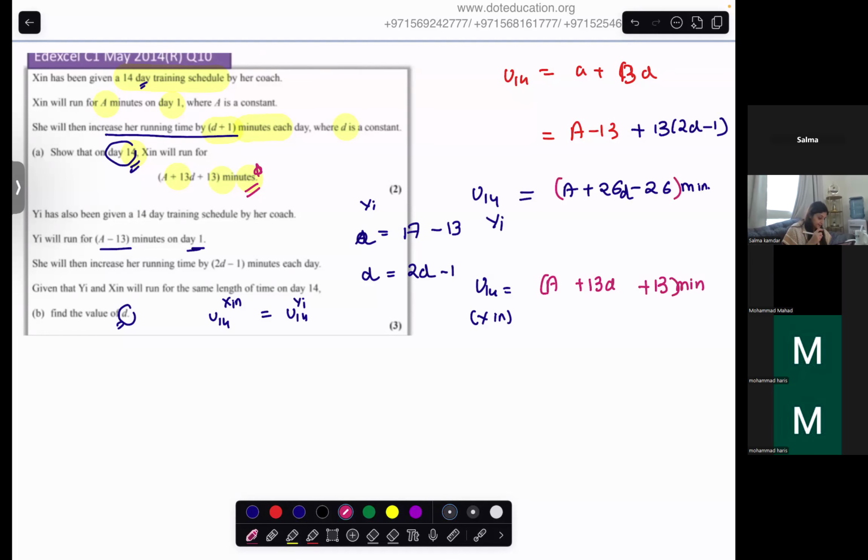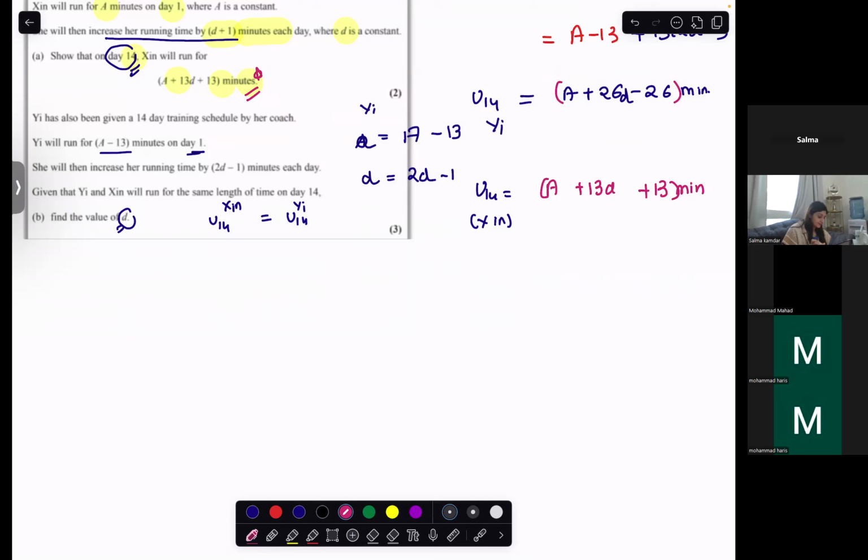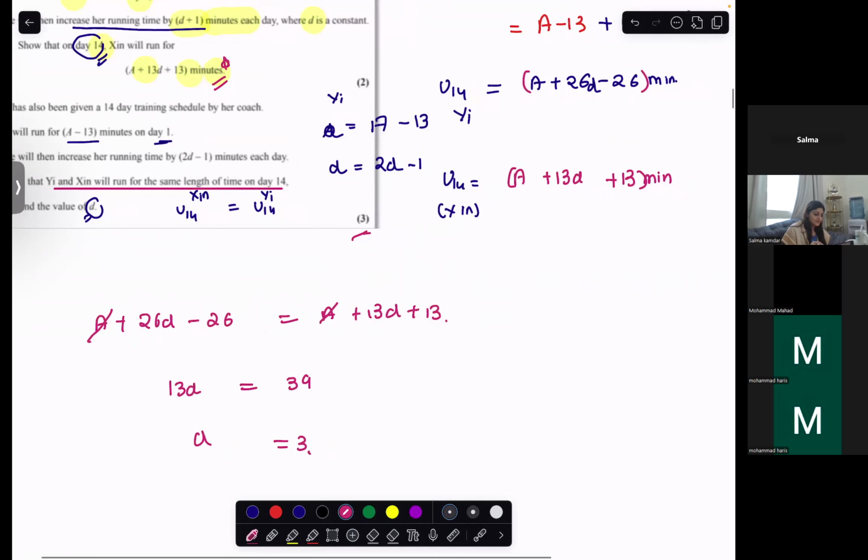Now what is next? We make them equal to each other. Why? Because it says that Yi and Jin will run for the same length of time on day 14. So I would say A plus 26D minus 26 is equal to A plus 13D plus 13. Cancel out the A's. Solving this further, I would get 13D is equal to 39. So I would get D as 3. It's very simple.